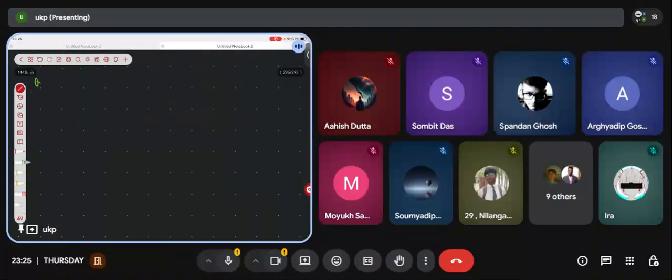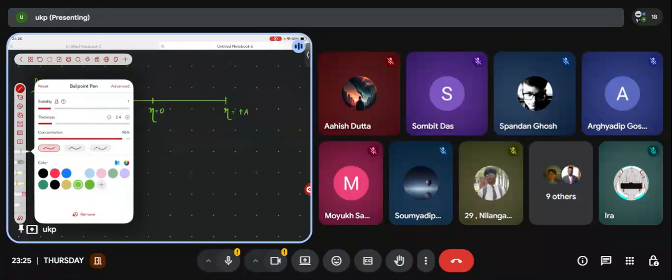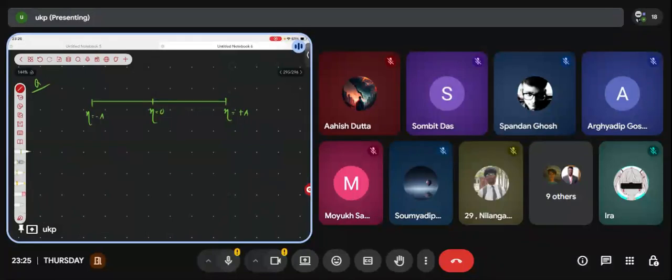Let's solve this one. Suppose there is a particle performing linear SHM. The mean position is x equal to 0. x equal to plus a is the rightmost extreme position, and x equal to minus a is the leftmost extreme position. The angular frequency of the simple harmonic motion is given as omega.